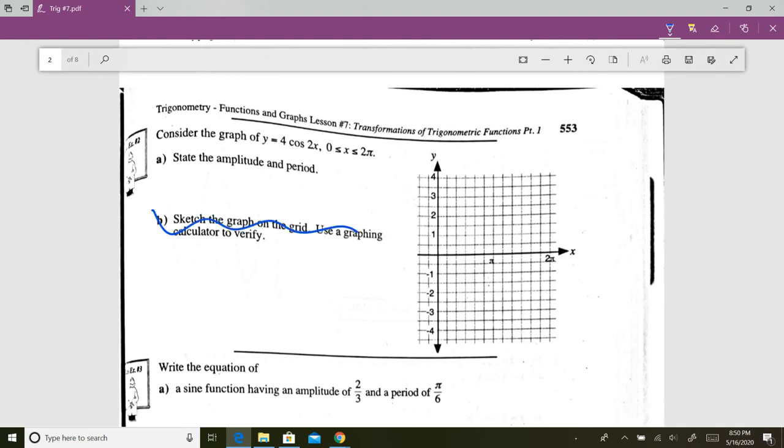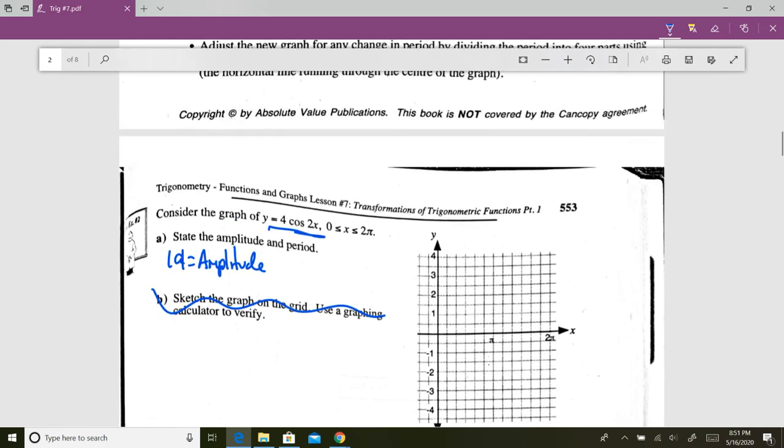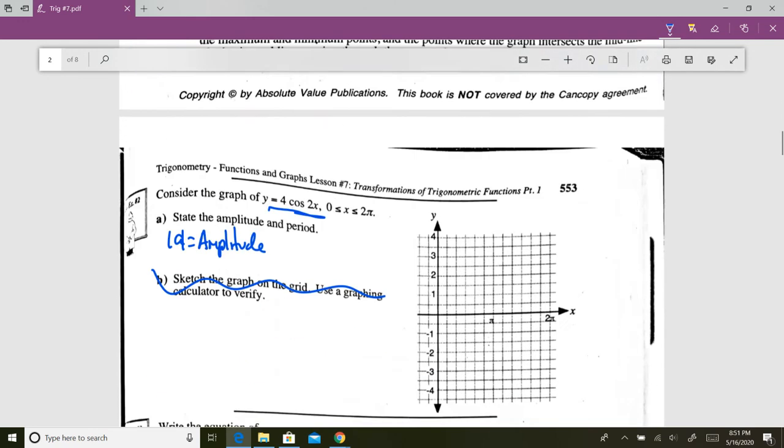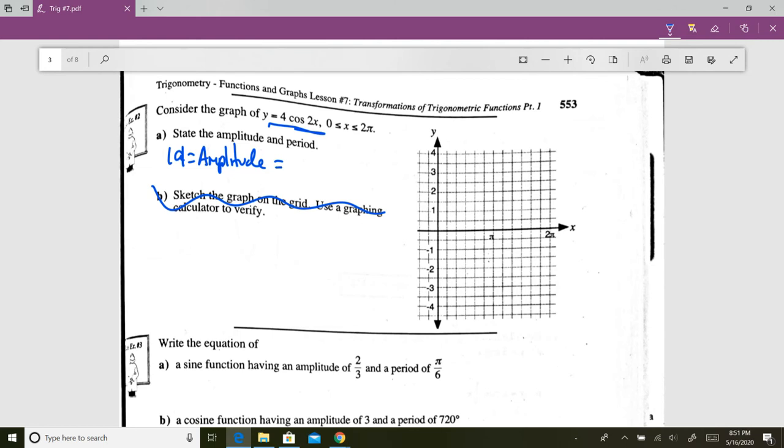I'm not going to sketch this. We're not going to worry about sketching graphs. Consider the graph y is equal to 4 cos 2x. All right, state the amplitude and the period. Well, amplitude, here the absolute value of A is equal to my amplitude. The table we just saw right there. Okay, well, what's my A value? It's 4. Therefore, there's my amplitude.